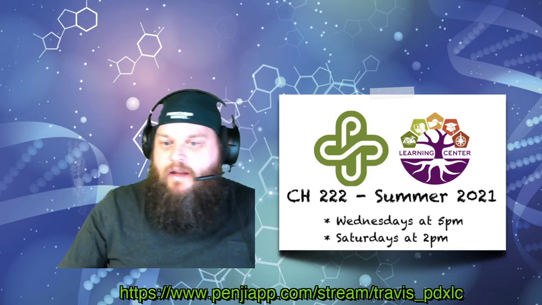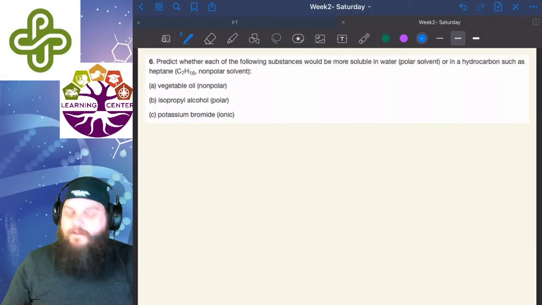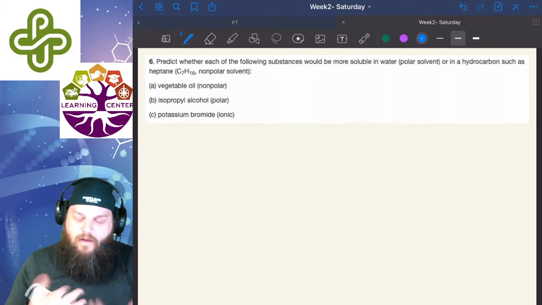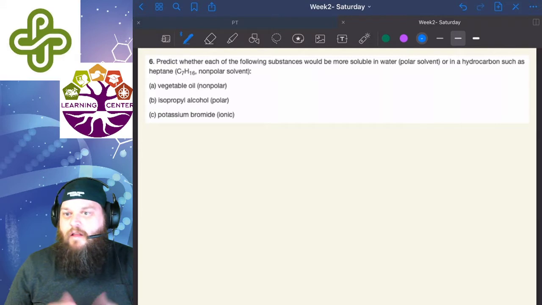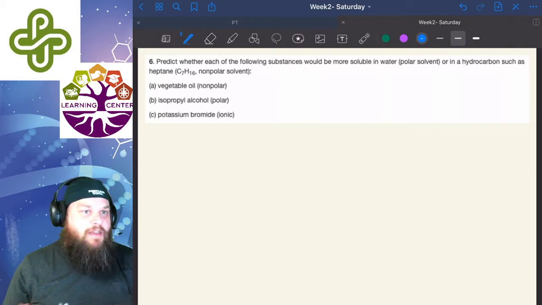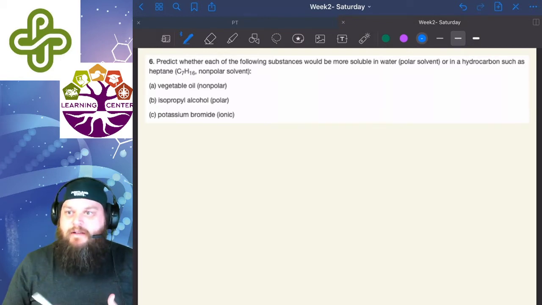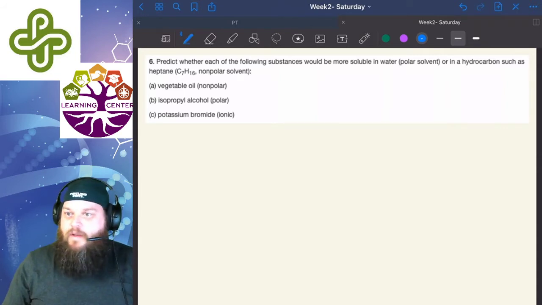Let's go ahead and get started today. So this first one's talking about whether or not different molecules are soluble. During the last week, we talked a lot about the different types of intermolecular forces. To recap, those are the London dispersion forces, the dipole-dipole forces, and the hydrogen bonding forces, and what type of molecules have which.